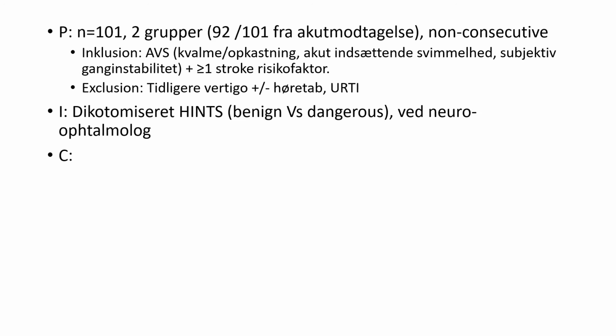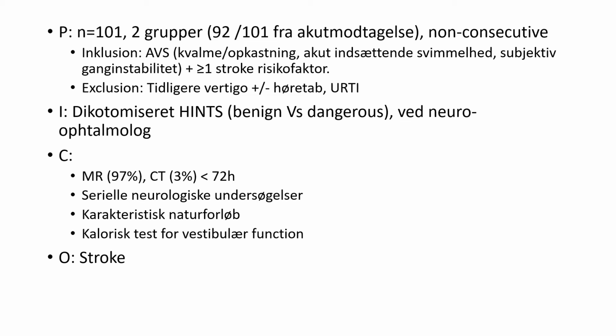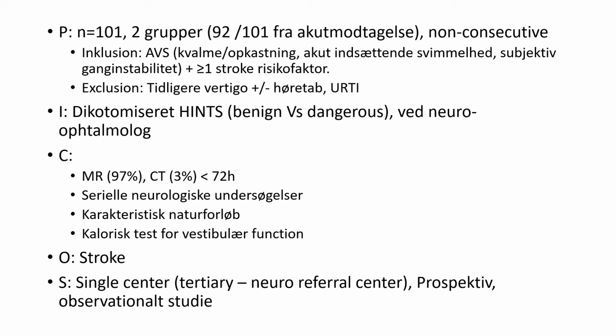So the PICOS of this study was like this. You had 101 patients, mostly from the emergency department, and all of these had AVS, as I told you before, what the definition of AVS is, and then they had one or more stroke risk factors, and they excluded anyone with previous vertigo and hearing loss. Then they would be tested by a neuro-ophthalmologist, and put into a category of benign or dangerous, which is peripheral or central. And they did serial neurological examinations.